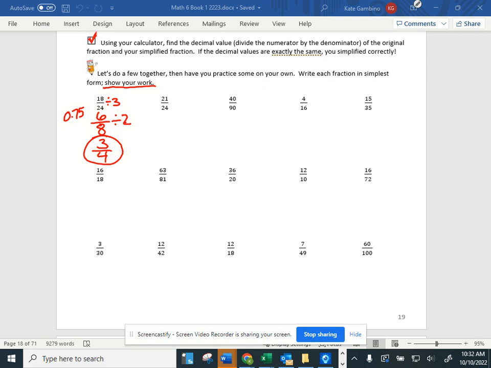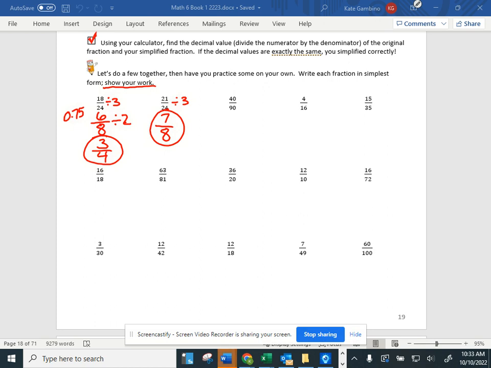So let's look at 21/24. What can I divide out of 21 that I can divide out of 24? What is the scale factor, Gigi? I can divide a 3 out of both of them. 21 divided by 3 is what? 24 divided by 3 is what? 8. I can't go any smaller than 7/8 because 7 is a prime number. I can't divide that by anything else.